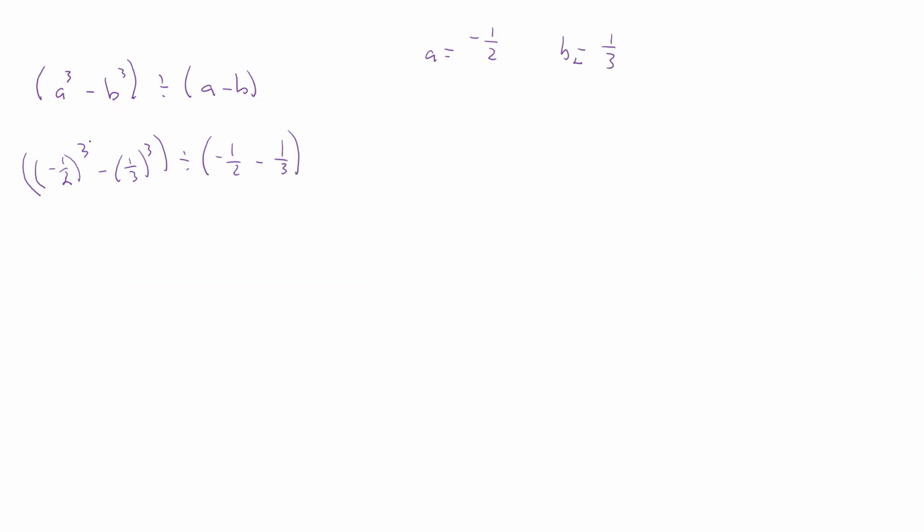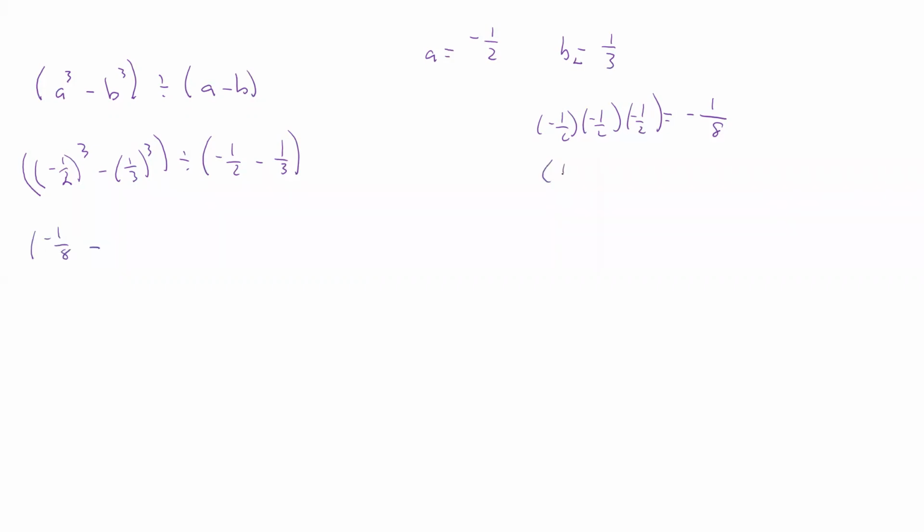Now, order of operations says we'll do those first. So we're going to take negative 1/2 times negative 1/2 times negative 1/2. Well, that's going to end up being a negative, and it's going to be 1 over 2 times 2 is 4 times 2 more is 8. So this first one is going to be negative 1 over 8. And then we have minus.